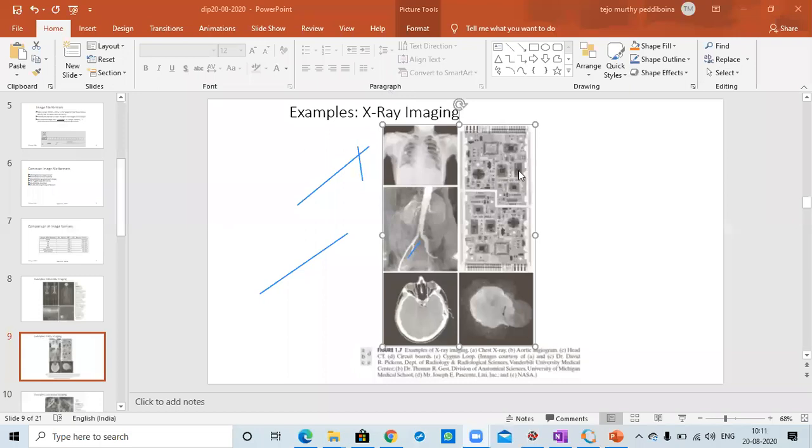On the right-hand side, see here, this is nothing but a circuit board. In a circuit board, we can identify the type of problems, or connection problems, and we can also estimate sizes, or find any blockages or interconnection failures, etc. These things we can identify through X-rays. And the fourth one is the head scan.